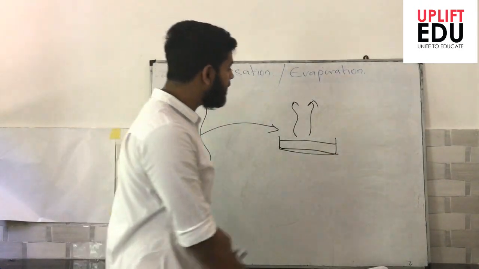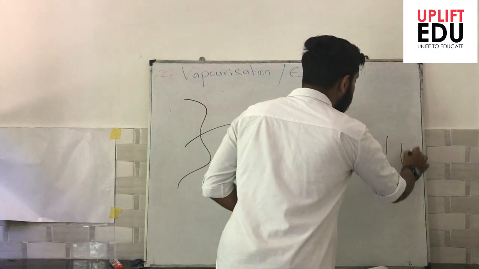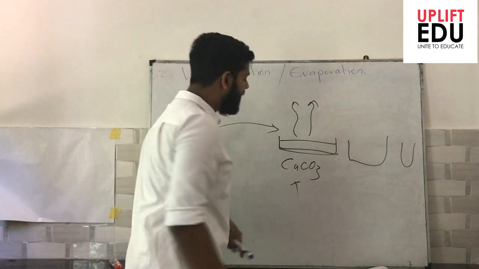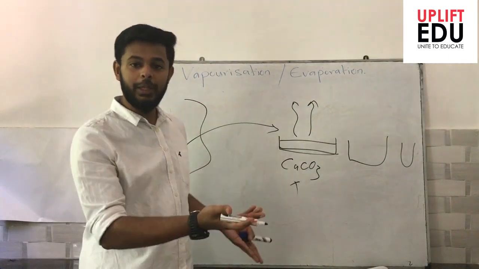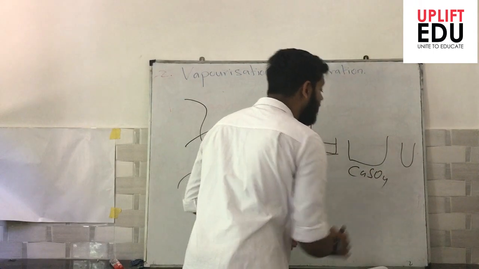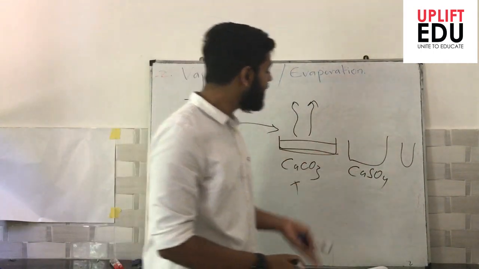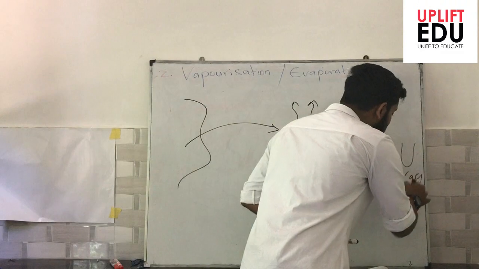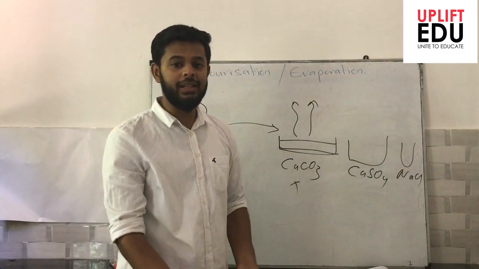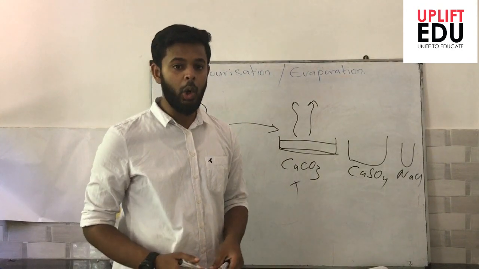In the salt pans we have three tanks like this. In the first tank, the calcium carbonate will precipitate. It is not in our syllabus; it is used for other purposes. In the second tank, calcium sulfate will be precipitated. In the third tank, the sodium chloride will be precipitated. And after the third tank, the water may be sent back into the sea or ocean.